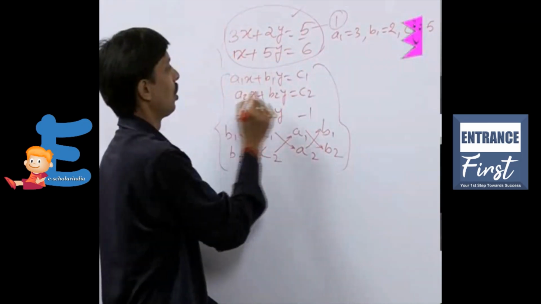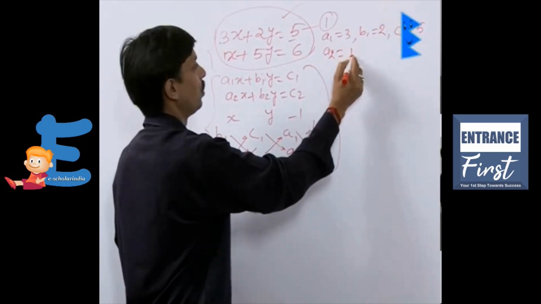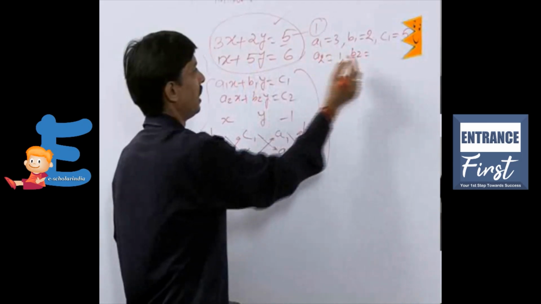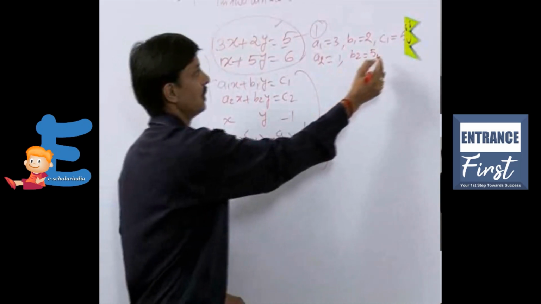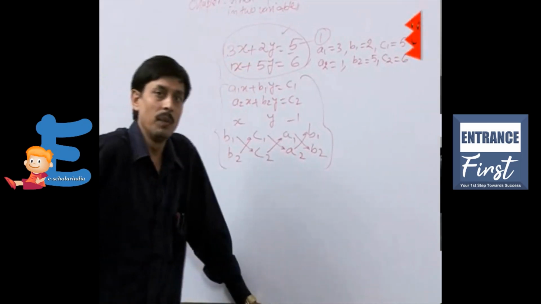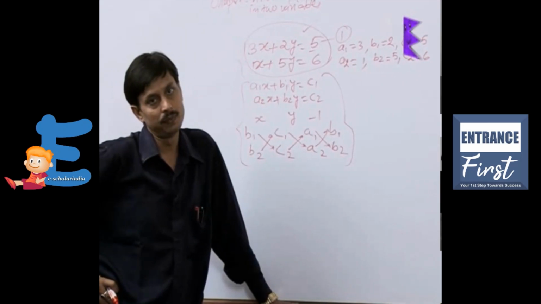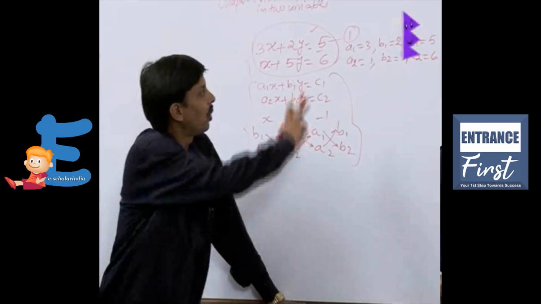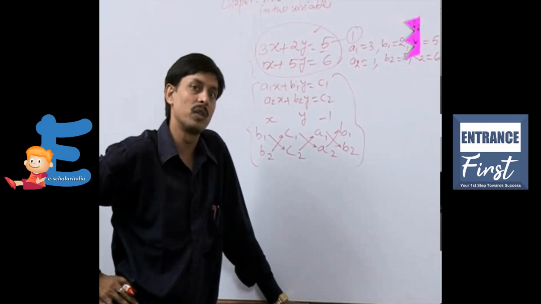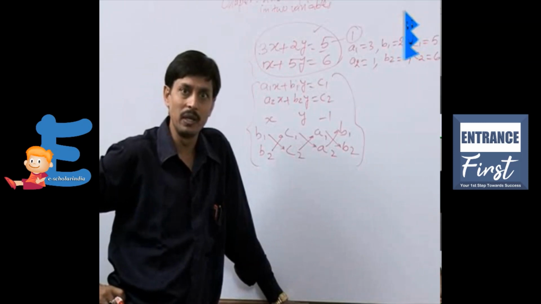Second equation, coefficient of x, A2. The answer of A2 is 1. B2, the coefficient of y in the second equation, is 5. And C2 is equal to 6. A1, B1, C1 and A2, B2, C2 we have extracted. And here we have already told you the values of the constants C1 and C2 are on the right hand side. So this minus 1 method is applicable.